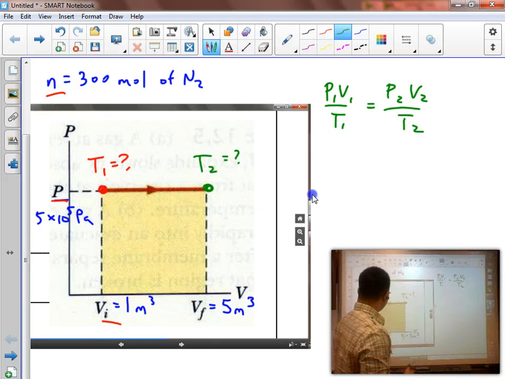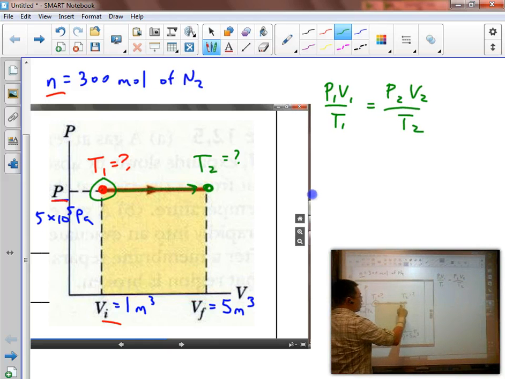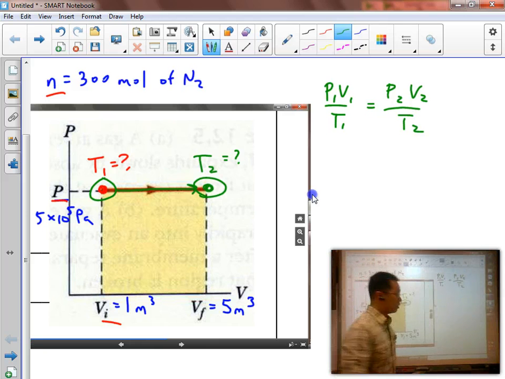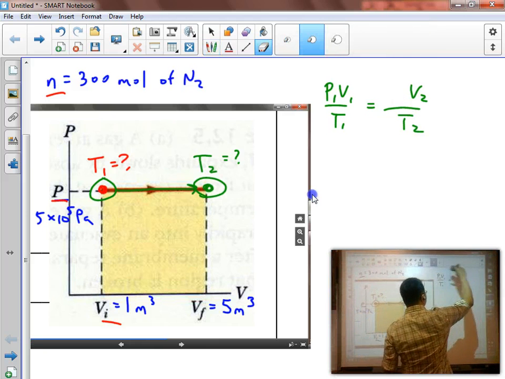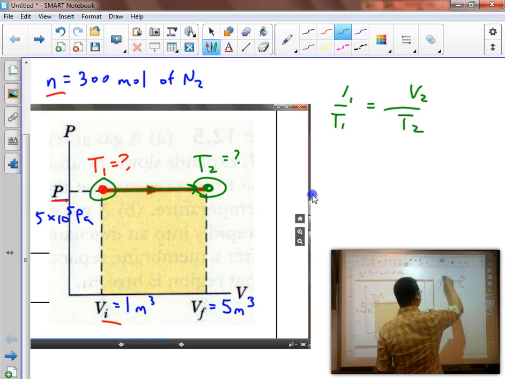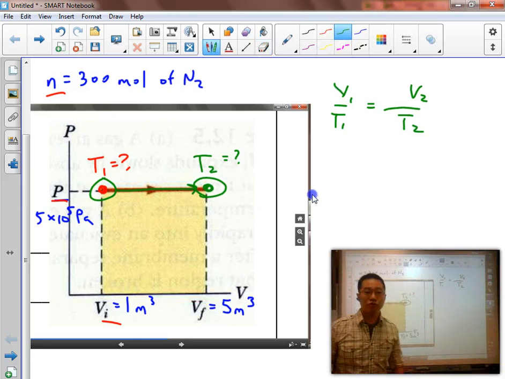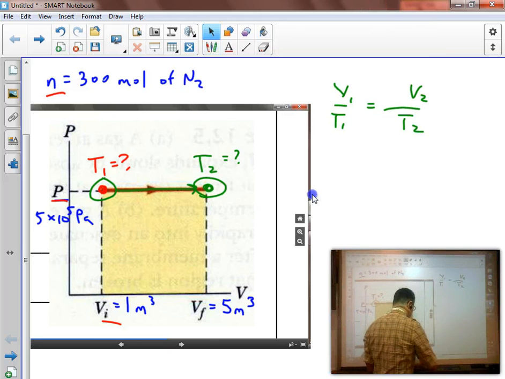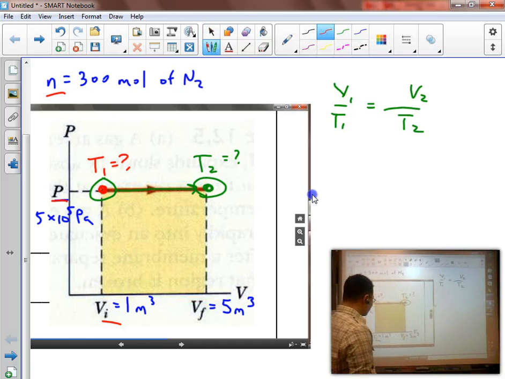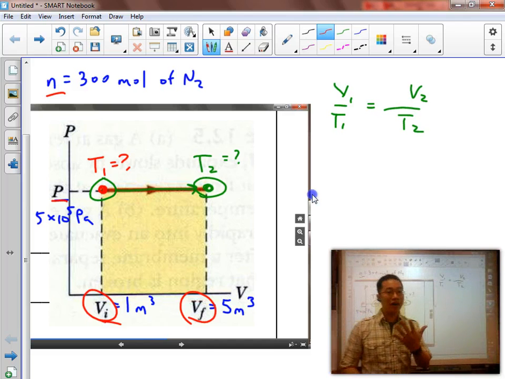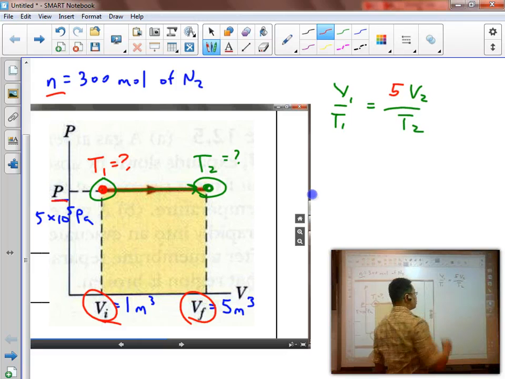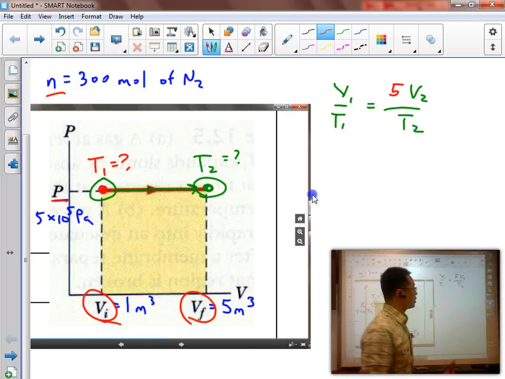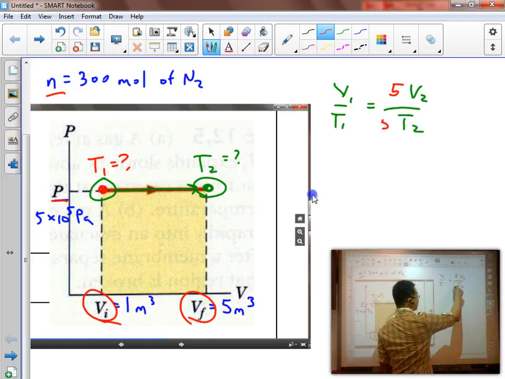You see, we know that from the initial location to the second location, pressure does not change. So technically, that can be taken out of the equation. So you're really just left with V1 over T1 equals V2 over T2. And remember, in this type of multiplier question, all the multipliers need to cancel out. So as it went from V1 to V2, the volume increased by 5 times. So if the volume increased by 5 times, that means the temperature must increase by 5 times as well.